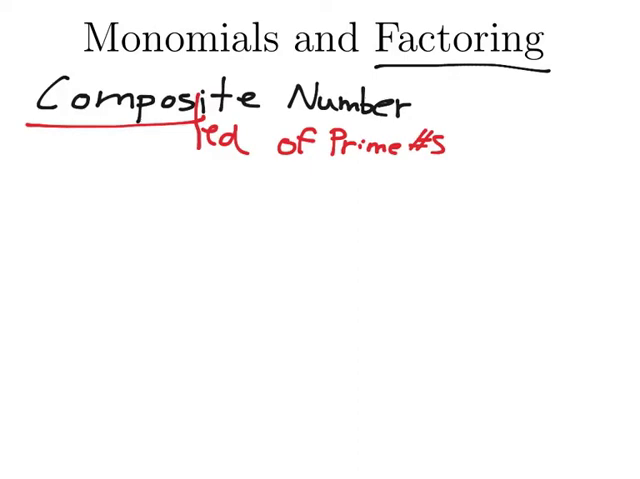So we've talked about prime numbers and composite numbers, but let's look a little more into what it means to be a composite number, and this will tell us about factoring. So I say a composite number is composed of prime numbers. What does it mean to be composed of prime numbers? Well, it's really a question about factoring. So let's look at the number 24.